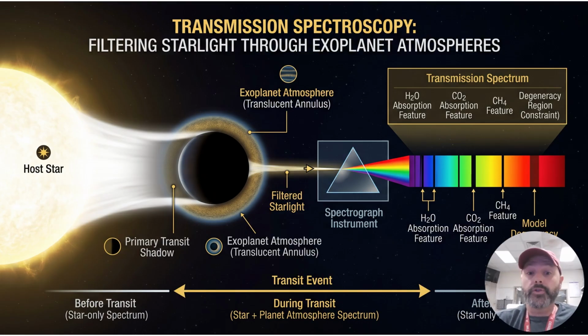So transmission spectroscopy, that's our primary tool. During a transit, the host star acts like a backlight as light filters through the atmosphere, the little bit of translucent annulus of the exoplanet's atmosphere. Specific molecules absorb distinct wavelengths. So by capturing this with a spectrograph, we can decode the molecular fingerprint of that distant world.